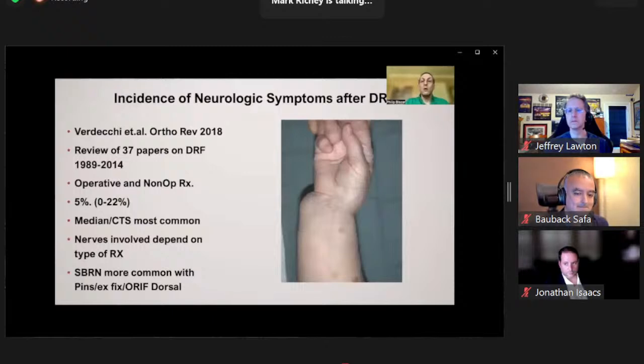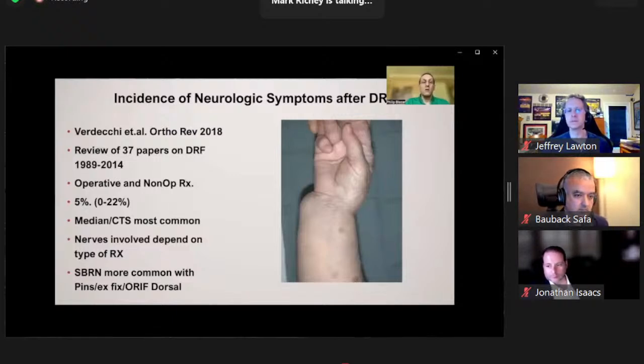So there's a recent review on neurologic symptoms after distal radius fracture by Bruyere, looking at almost 40 papers over a similar number of years, including both operative and non-operative treatment of these injuries. Almost 25% in some of the series of these patients had neurologic symptoms. Looking at the whole group of papers, it averaged about 5% of patients with distal radius fracture who had neurologic symptoms. The median nerve and carpal tunnel syndrome were the most commonly involved.